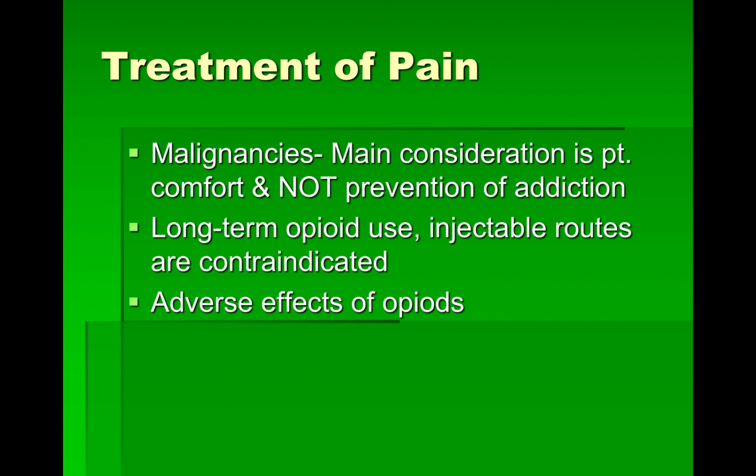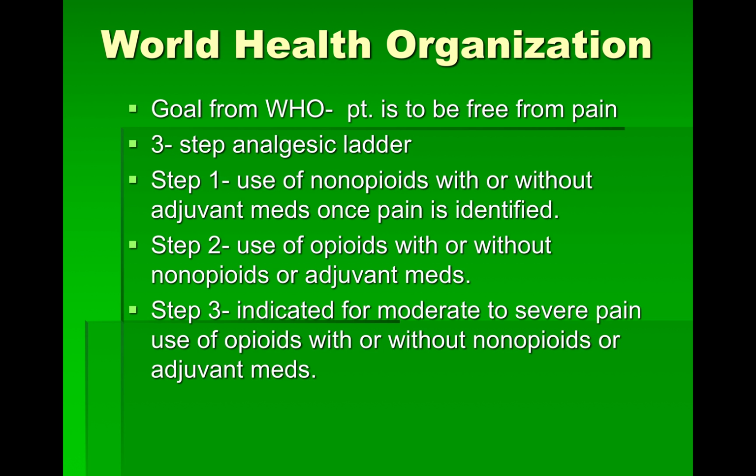Okay. So our goal from the World Health Organization is for the patient to be pain-free. There's a 3-step analgesic ladder. Step 1, we're always going to use non-opioids with or without an adjuvant med once the pain is identified because we always want to use the least chemically altering of the brain possible. Step 2, we're going to use our strong opioids with or without the non-opioids or an extra type of medication. And step 3 is indicated for moderate to severe pain where we're definitely going to use the opioids with or without a non-opioid or an adjuvant med.